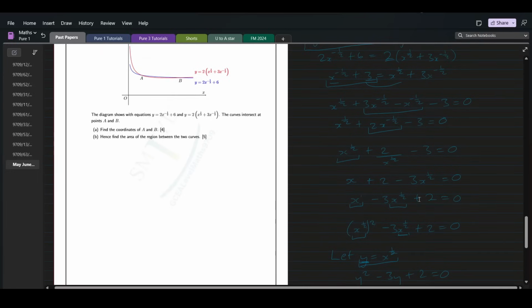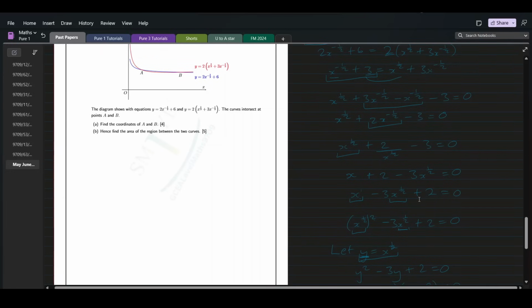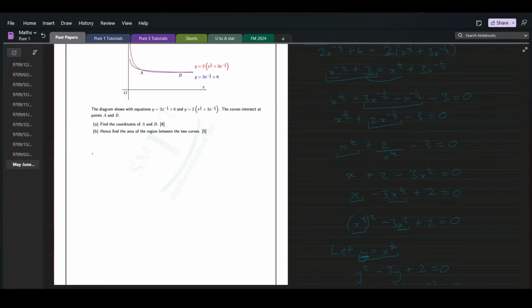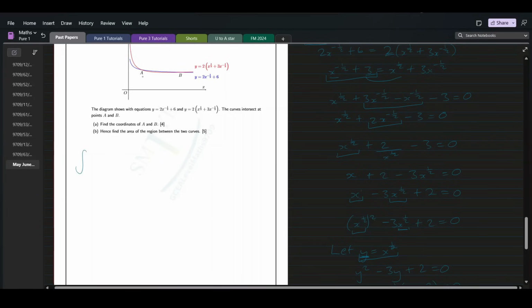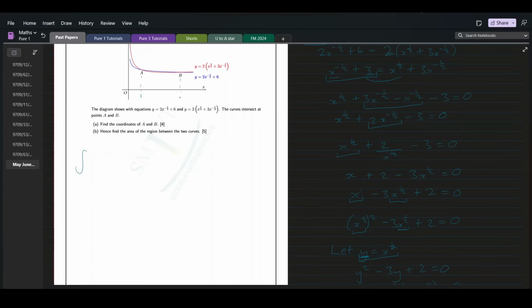Now if we go on to part B, it says hence find the area between the two curves. Let's do that over here. Area between the two curves would be integration, and we say that the x coordinate there is 1 and then the x coordinate there is 4. So we're integrating from 1 to 4 and we're subtracting the lower curve from the upper curve. So we're saying the blue curve minus the red curve. So that's 2x to the negative half plus 6 minus our red curve.